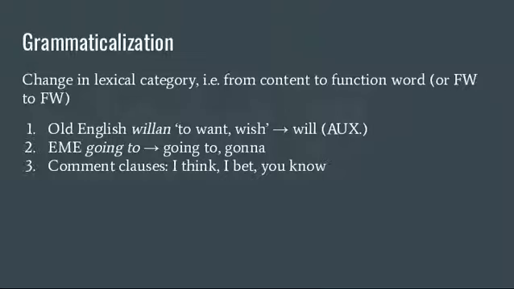For example, the modal auxiliary will, like I will go, originally came from a main verb, a lexical verb in Old English, to want or wish, wellan. Going to, so today it's like an immediate future tense. I'm going to go. Talking informally about something in the near future. This is something that came about in the past few centuries.